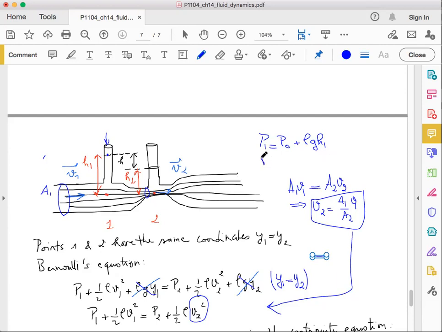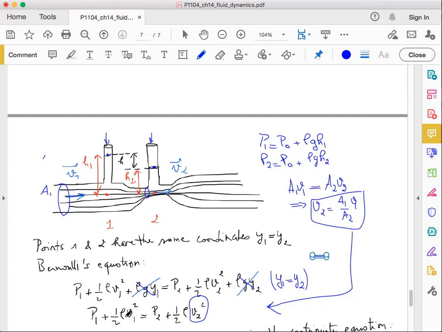At point 2, again we have to look for the closest point where we know the pressure. It's at the surface of the fluid in this tube, where it's also the atmospheric pressure, because these two tubes are open to the atmosphere. So just as here it was atmospheric pressure, here it is atmospheric pressure too. So it's P naught plus, with h2 the height above point 2, rho g times h2.